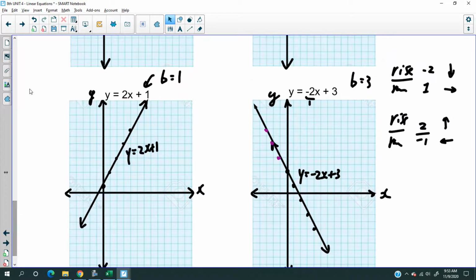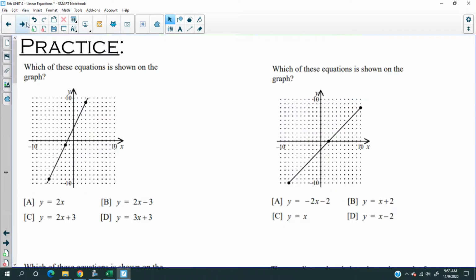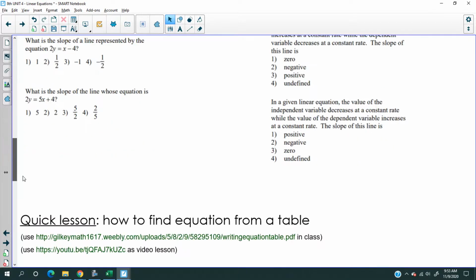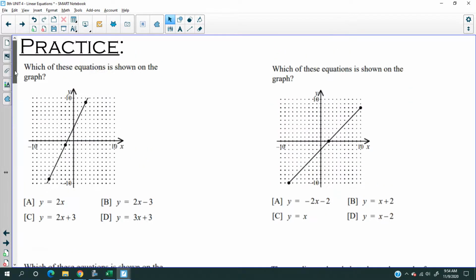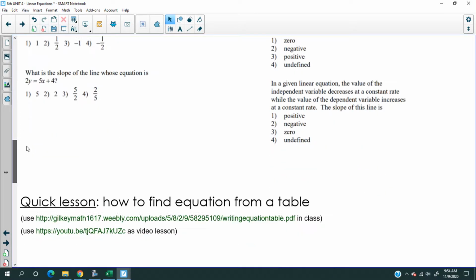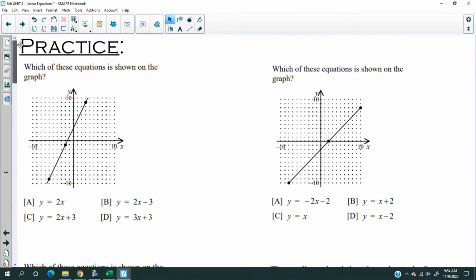Okay, now let's do some practice. So let's stop. I have 10 questions for you. After that, tomorrow I'm going to talk to you about how to find an equation from a table using the slope-intercept form. Actually, I think you can try these all on your own, because I think I've shown you everything you need to know to solve these questions. So press pause right now.